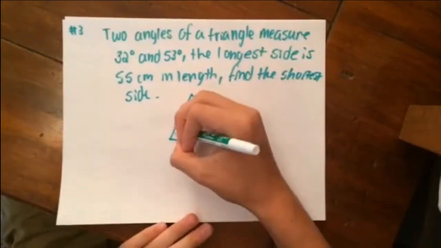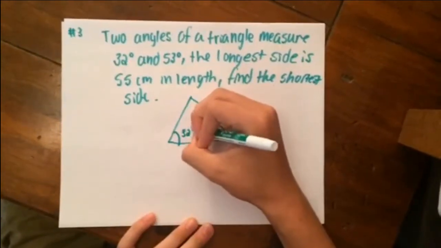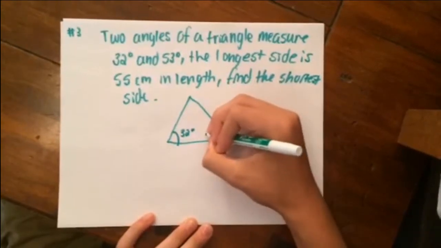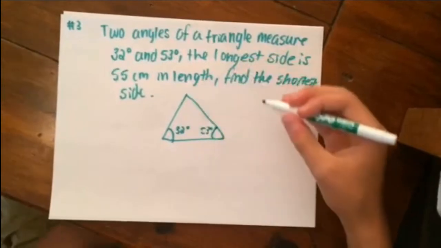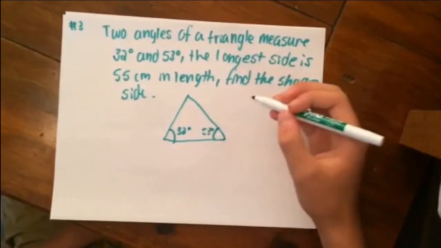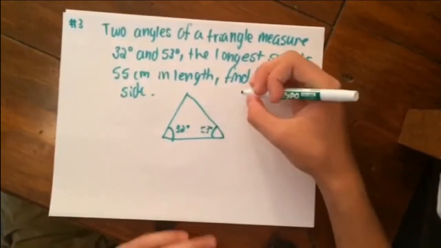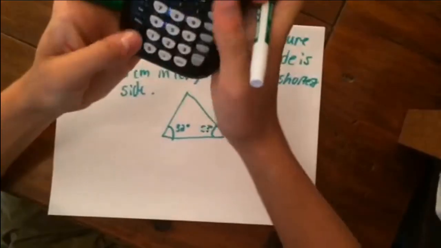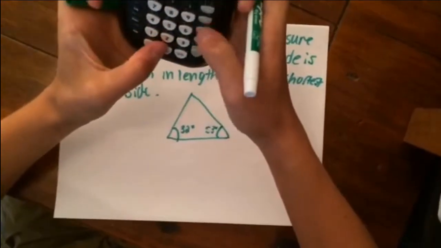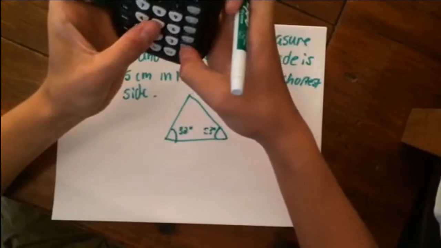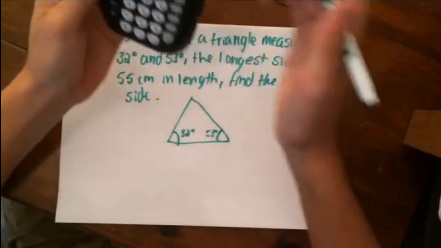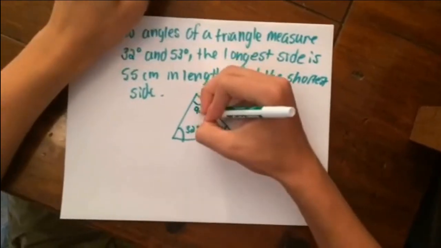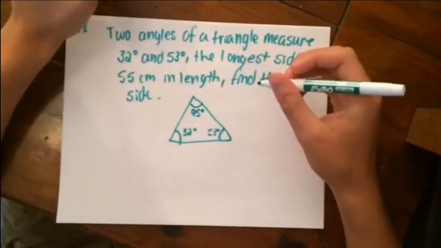If we were to have a triangle like this, so this would be 32 degrees, 53 degrees. To find the third angle, all you have to do is add these up and then 180 minus whatever this is. So these added up are 85, so 180 minus 85 equals 95, so this means that this is 95 degrees.